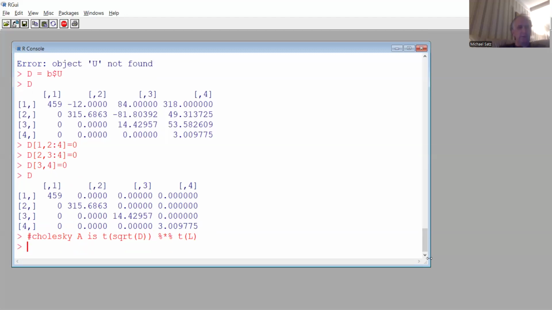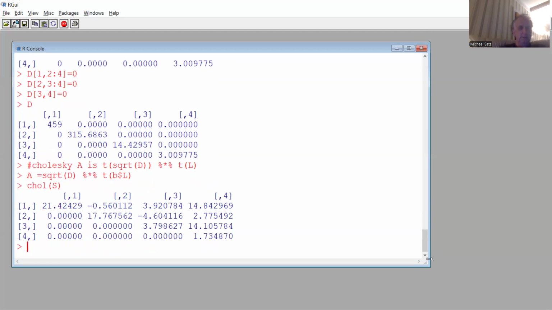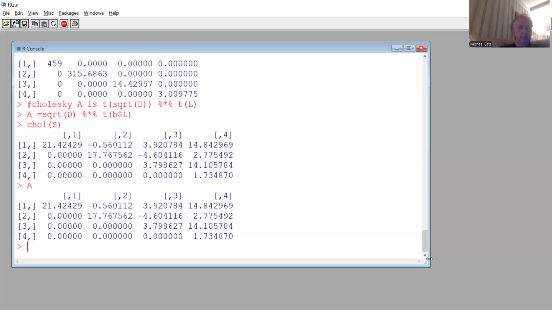Okay, so let's do it. I don't need to take the transpose of D because it's just diagonal. So square root D times the transpose of L. Let's call it new A. And let's check against the Cholesky thing that we had. Yep, so there's the Cholesky one and A, same thing. Okay, so that's how you can find the Cholesky decomposition by hand.